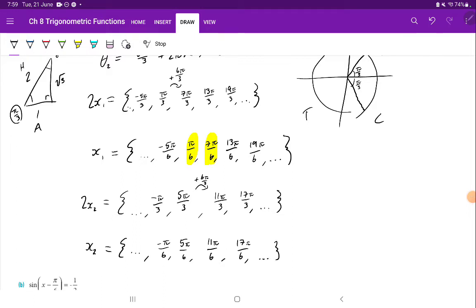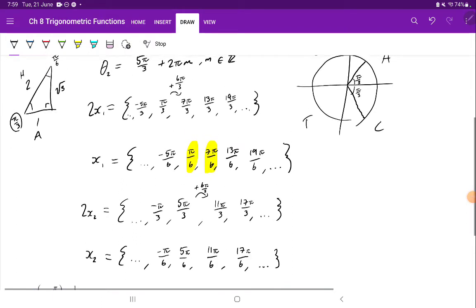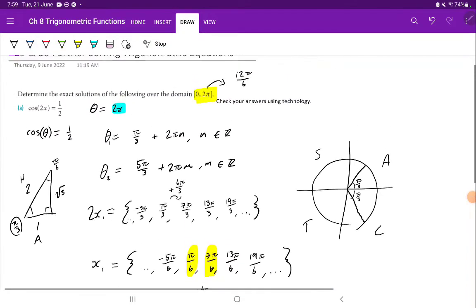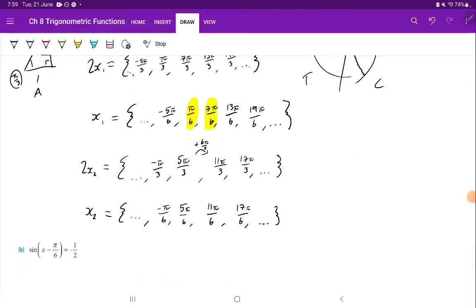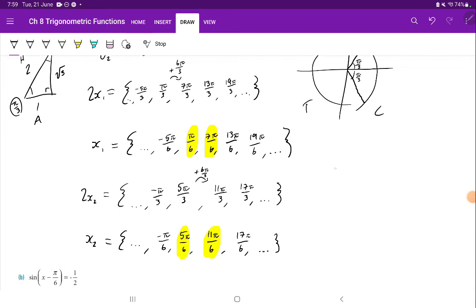Okay? So I've now divided everything by that, and now I just need to see which are the ones that are within the range. Remember, the domain was 0 to 2 pi, and we worked out 2 pi was 12 pi on 6. So this one's too small. 5 pi on 6 is good. 11 pi on 6 is good. 17 pi on 6, too big. Okay, so we've only got two solutions from this group, 4 solutions in total. So in total, x is equal to the set of numbers pi on 6, 7 pi on 6, 5 pi on 6, and 11 pi on 6. Those are the 4 solutions to that equation.